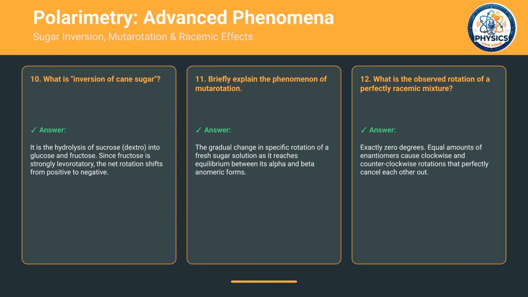In this section, we discuss advanced phenomena. The inversion of cane sugar is the hydrolysis of dextrosucrose into glucose and strongly levorotatory fructose, shifting the net rotation from positive to negative. Mutarotation is the gradual change in specific rotation of a fresh sugar solution as it reaches equilibrium between its alpha and beta anomeric forms. The observed rotation of a perfectly racemic mixture is exactly 0 degrees.